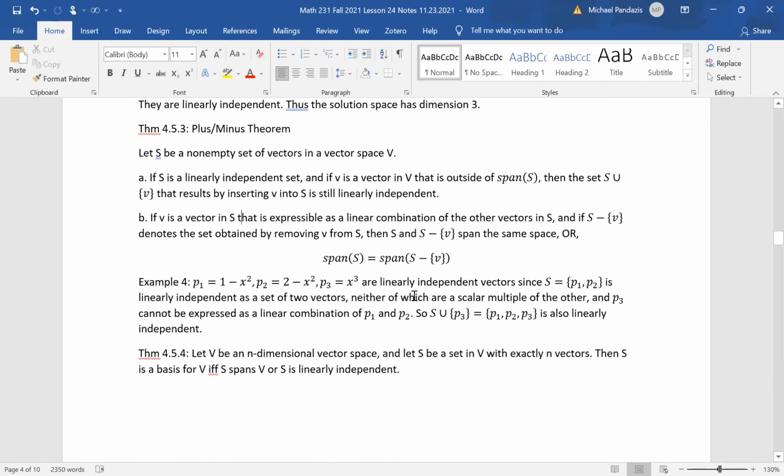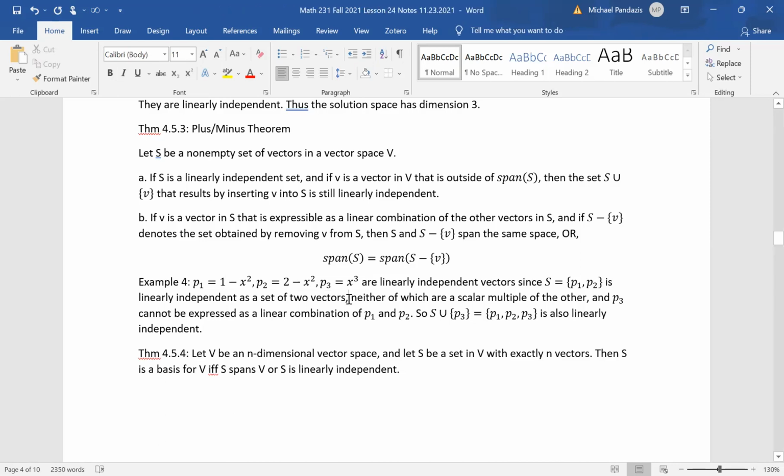In example 4, we have that p1 is equal to 1 minus x squared, p2 is equal to 2 minus x squared, and p3 is equal to x cubed. Those three are linearly independent vectors. Since S is equal to the set {p1, p2} is linearly independent as a set of two vectors, because neither of them is a scalar multiple of the other. If you think of p1 and p2, neither of them is a scalar multiple of the other. And when you have a set with two vectors where neither is a scalar multiple of the other, that two-element set is linearly independent. So the set {p1, p2} is linearly independent for that reason.